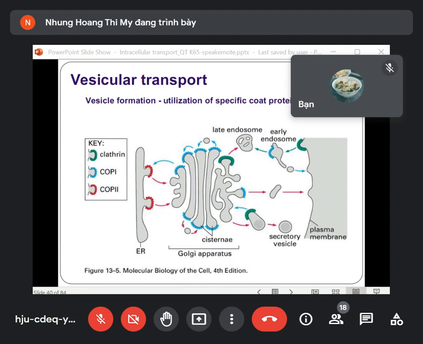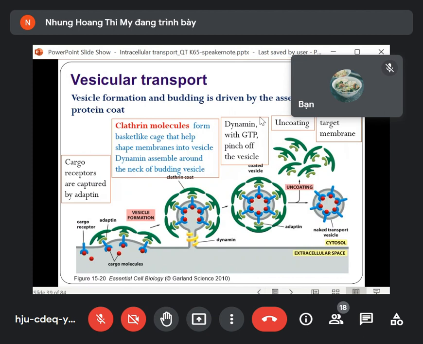Okay, just look at this slide. Here the adapter protein in this case is adaptin. Adaptin is one type of adapter protein. You will see in the next few slides that each type of vesicle needs support from a different type of adapter protein. But in this case, the adapter protein is adaptin.